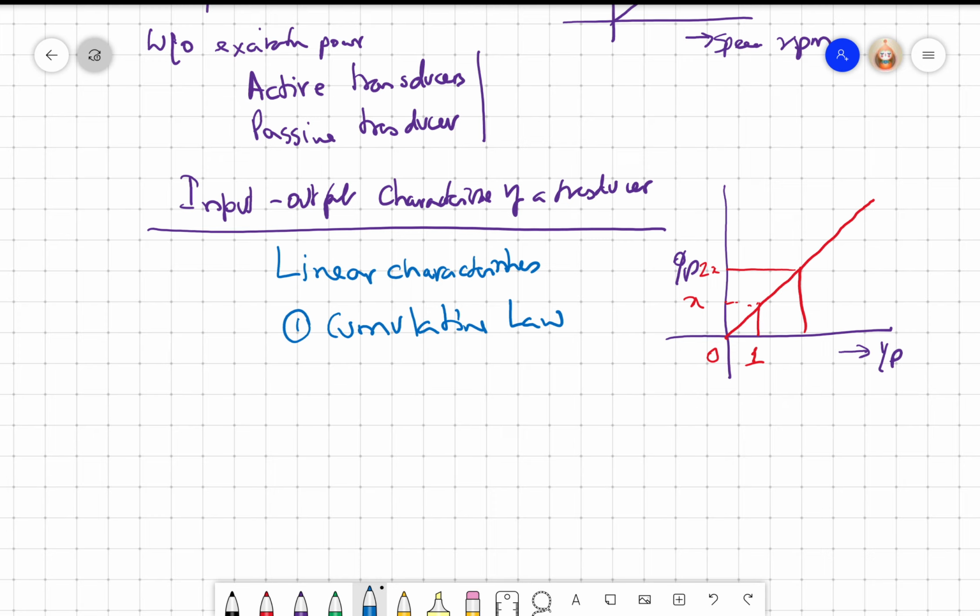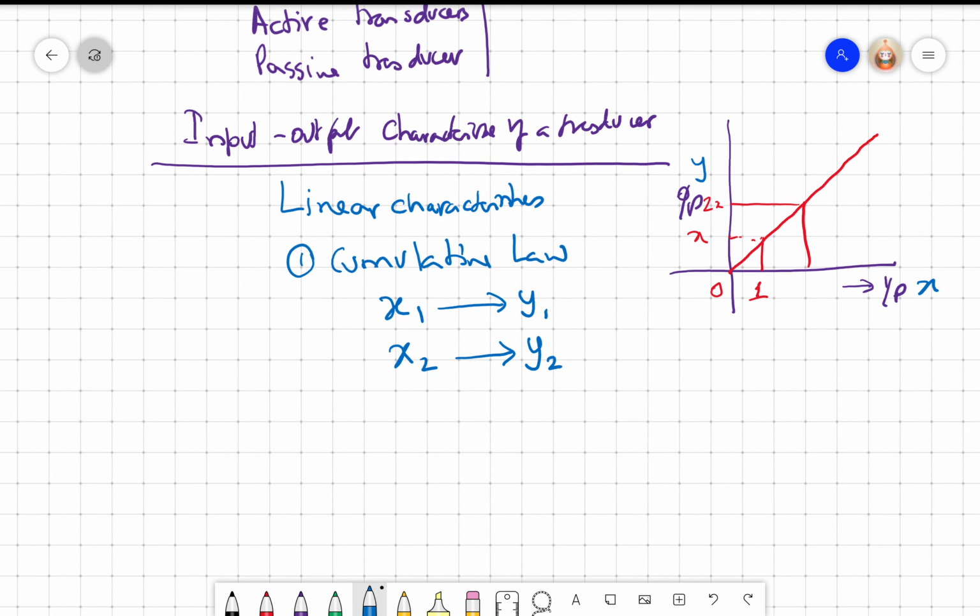I call this input X and this is output Y, right? So the cumulative law says, if I give an input of X1, I get Y1 as the output. If I give an input of X2, I get Y2 as the output. Now if I give X1 plus X2, and my output is Y1 plus Y2, then the cumulative law is satisfied, right?